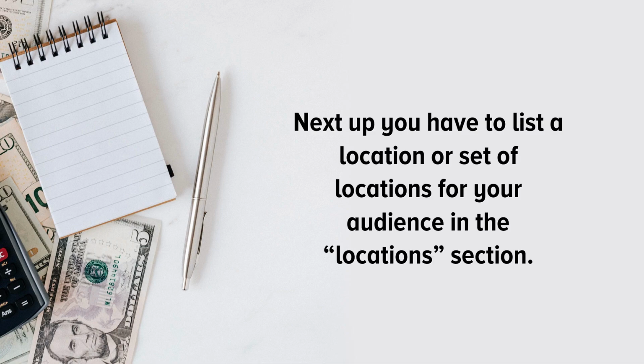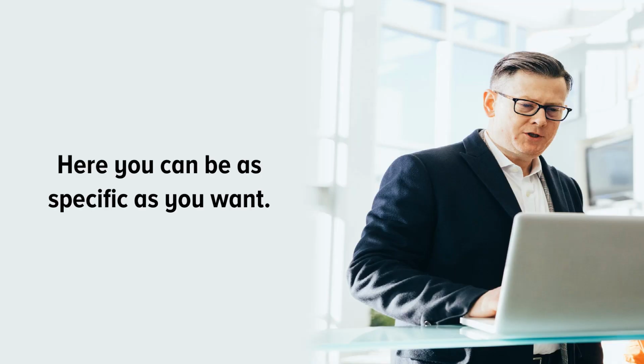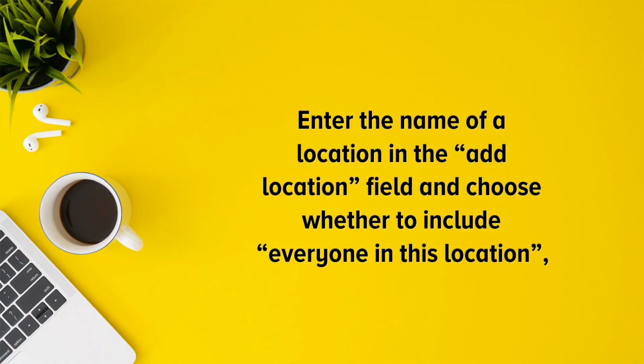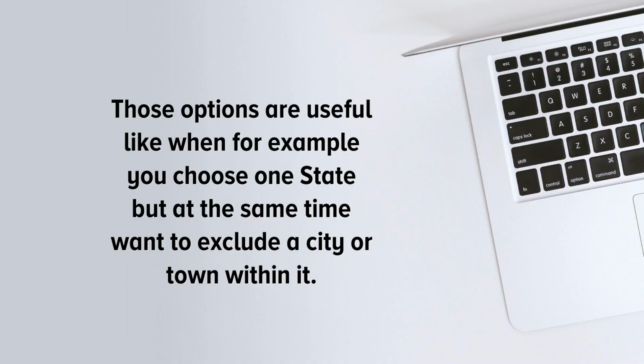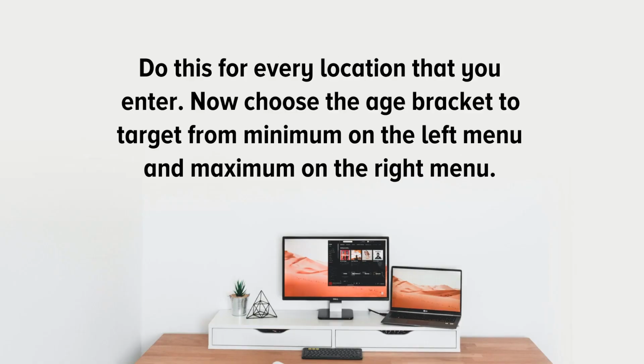Next up, you have to list a location or set of locations for your audience in the Locations section. Here you can be as specific as you want. Enter the name of a location in the Add Location field and choose whether to include everyone in this location, people who live in this location, people recently in this location, or people traveling in this location from the menu above. Those options are useful when, for example, you choose one state but at the same time want to exclude a city or town within it. Do this for every location that you enter.